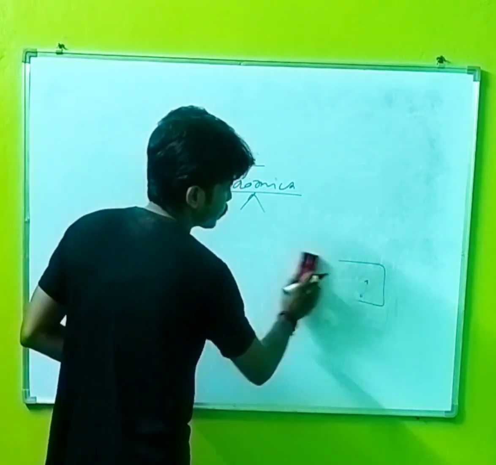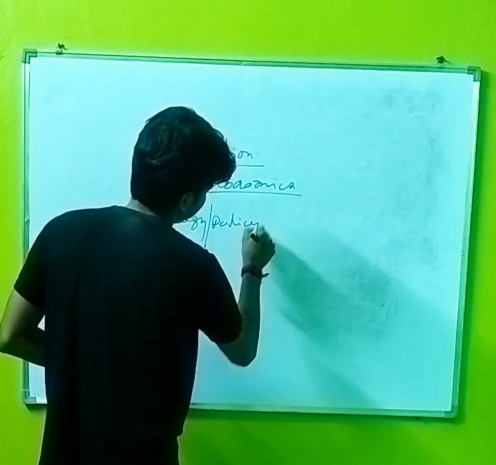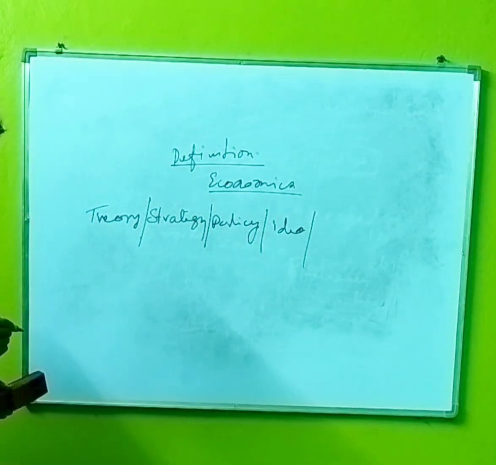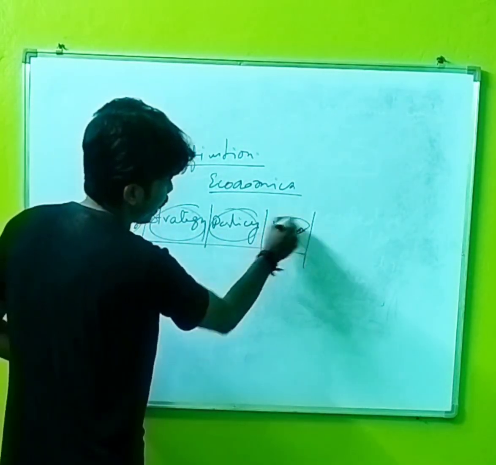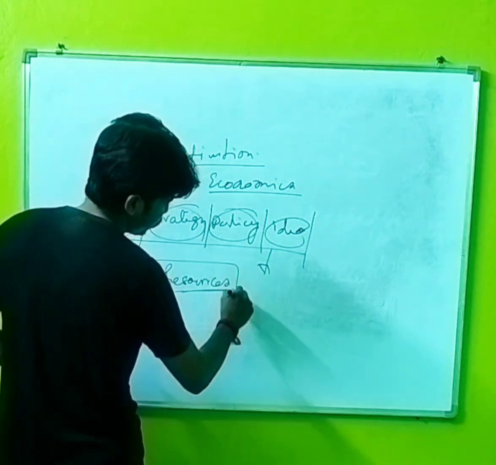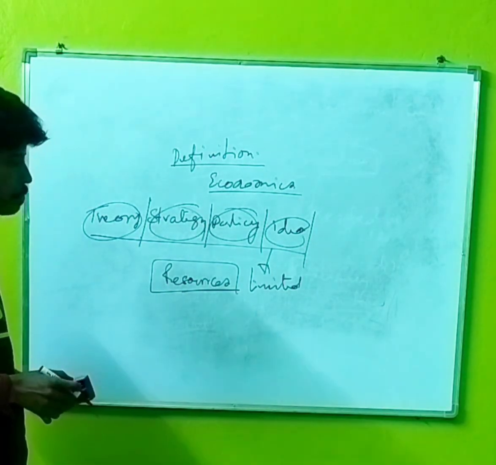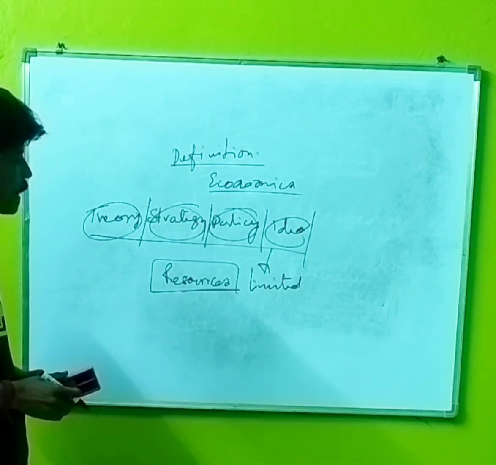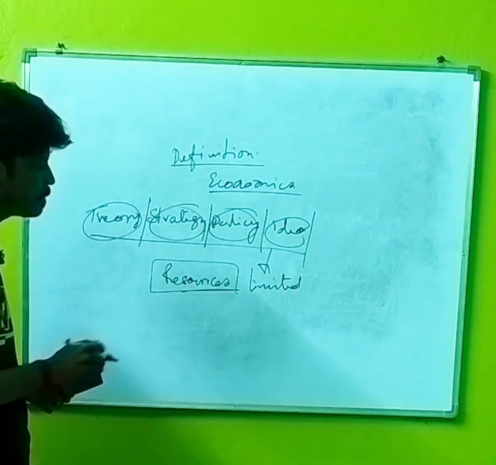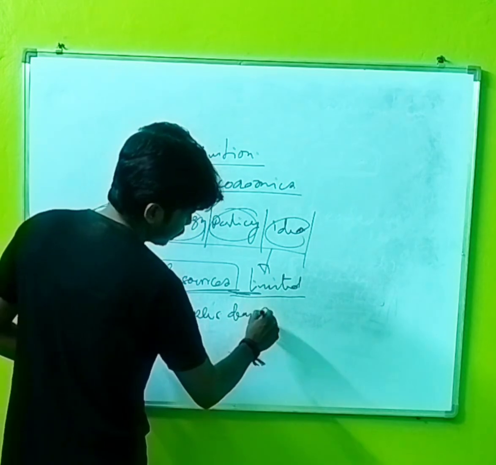Now, why are these two words used? Economics is nothing but a strategy, a policy, an idea, a theory. So why are these things used, like theory, strategy, policy, idea? To solve certain problems. As I said, resources are limited. In our earth, resources are limited, be it oil and natural gas, be it coal. Apart from that, we have other metallic as well as non-metallic resources. All those resources are in a quantifiable, fixed, limited amount. So resources are limited, and there are people, and people's demand is infinite.